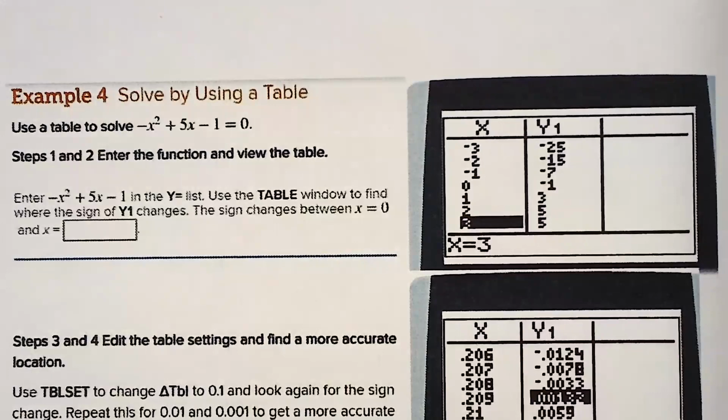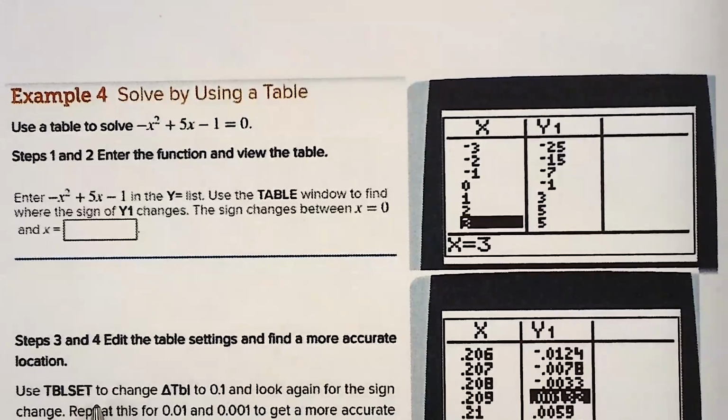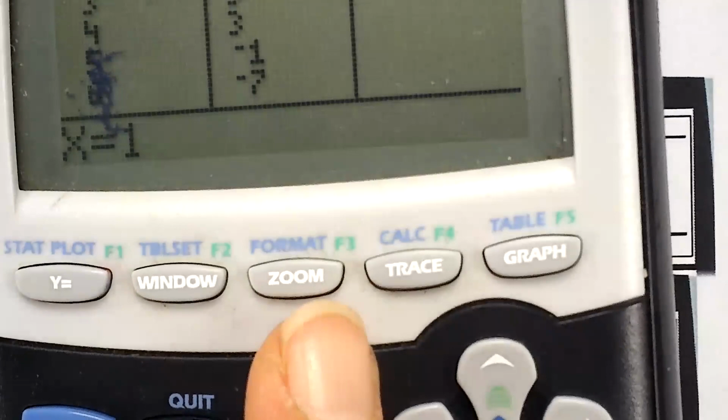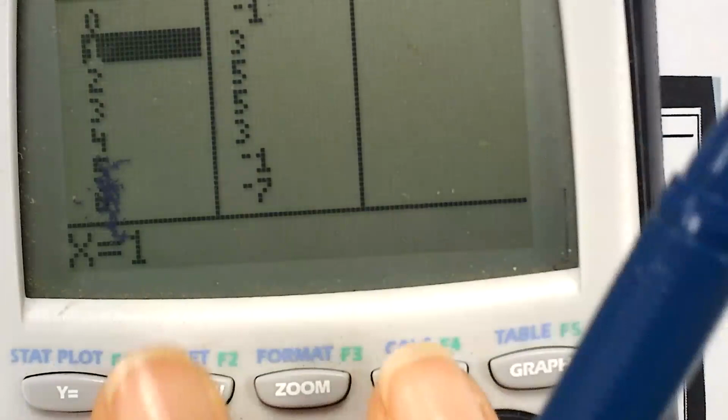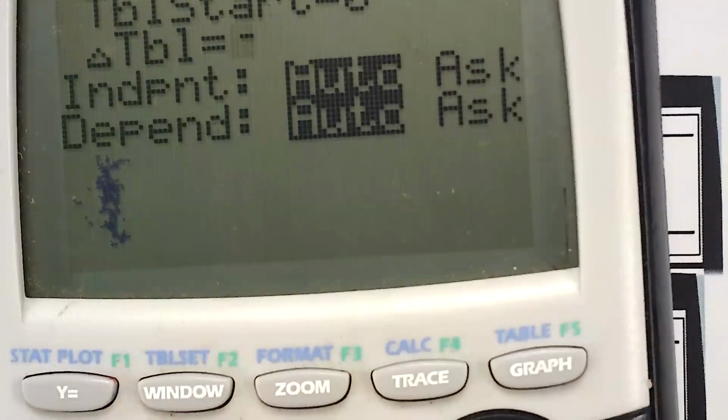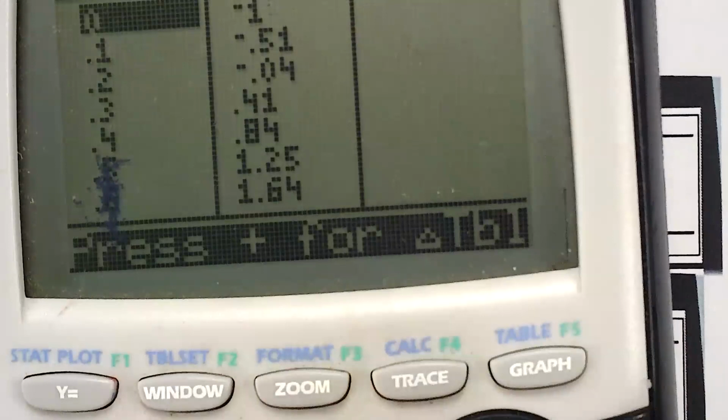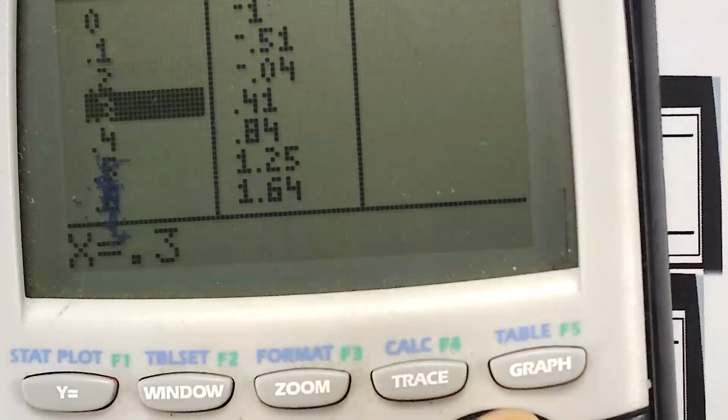Okay, it says edit the table settings and find a more accurate location. Use the table set to change the change of the table to 0.1 and look at it again. So I'm going to go to table set. That's in blue, so I need to press second and then the window button. I change it to 0.1, what the table is changing by, and look at the table again. Now we can get a little more accurate. It crossed over from negative to positive at 0.04 and 0.41.